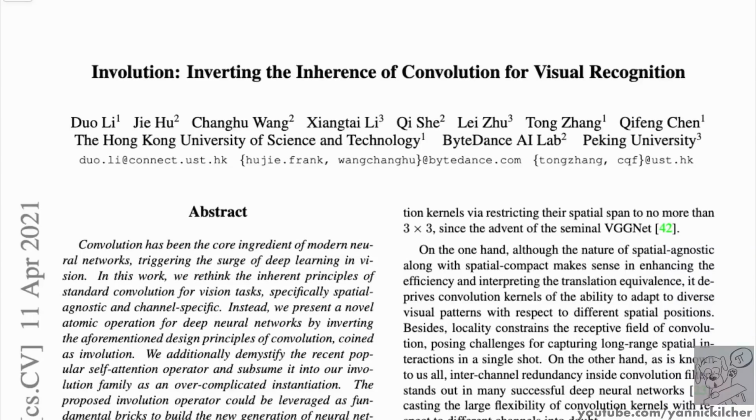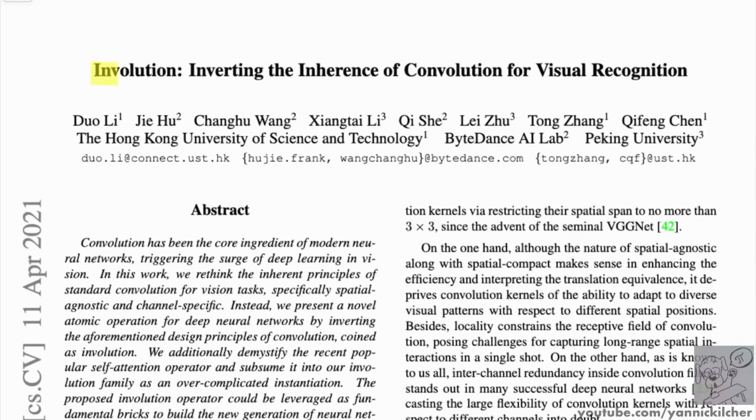Hello there. Today we're looking at "Involution: Inverting the Inherence of Convolution for Visual Recognition" by a number of researchers of the Hong Kong University of Science and Technology, ByteDance AI Lab, and Peking University. In this paper, on a high level, the researchers try to replace the good old convolution operator in CNNs by this new thing called an involution.